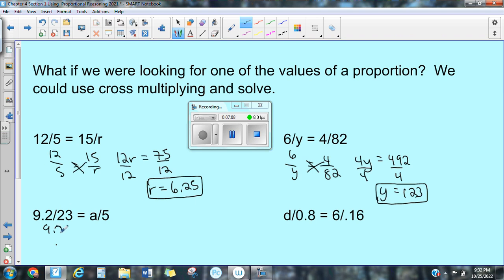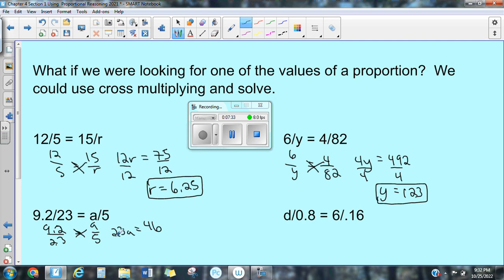Okay, 9.2 divided by 23 equals a over 5. Once again, we'll use multiplication. Okay, and 23 times a is 23a. And we'll set that equal to 5 times 9.2, which is 46.